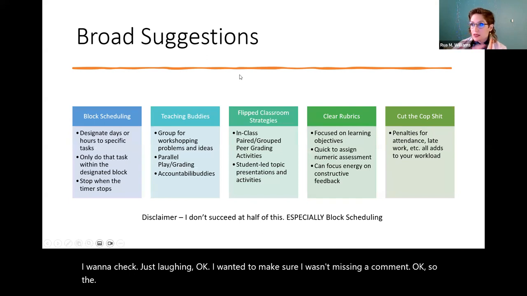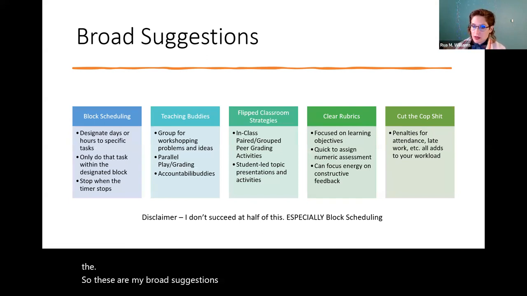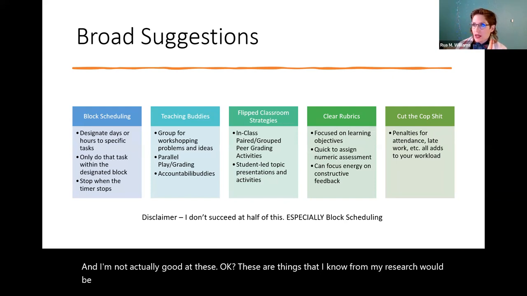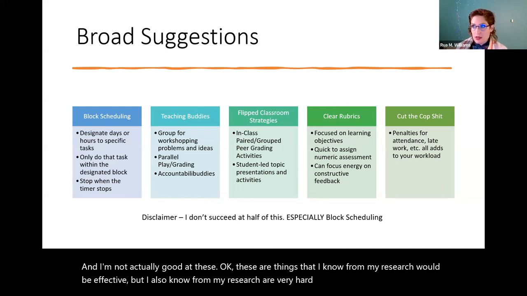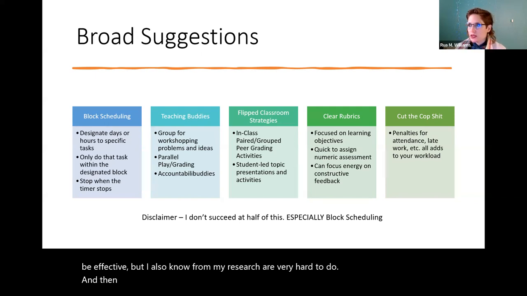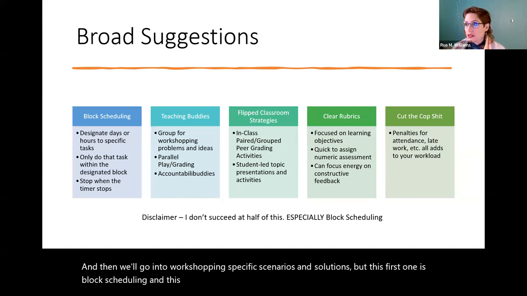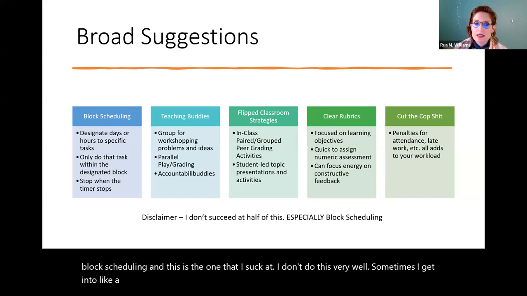So these are my broad suggestions based on these big themes. And I'm not actually good at these. These are things that I know from my research would be effective, but I also know from my research are very hard to do. And then we'll go into workshopping specific scenarios and solutions. But this first one is block scheduling, and this is the one that I suck at. I don't do this very well. Sometimes I get into a mode and I can do this, and sometimes I'm not.